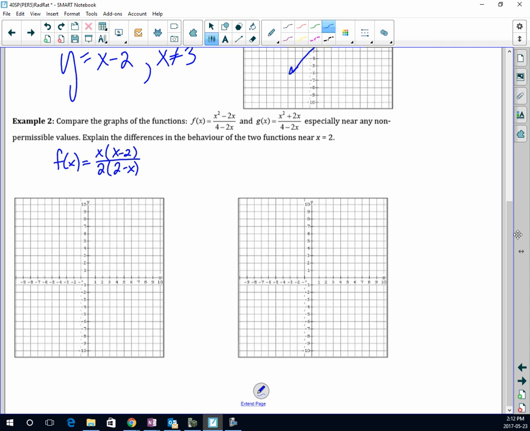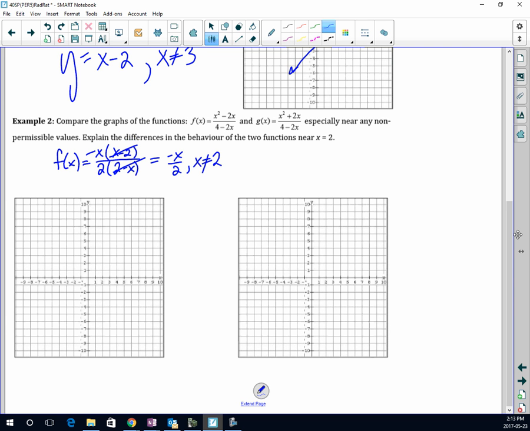Yeah, take out a negative. So you cancel it, and then you can stick a negative in there, right? So this is the same thing as negative x over 2, where x cannot equal what? What did I cancel? 2. Okay. Does anybody know what this looks like?